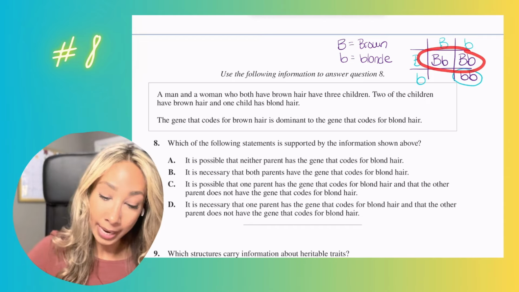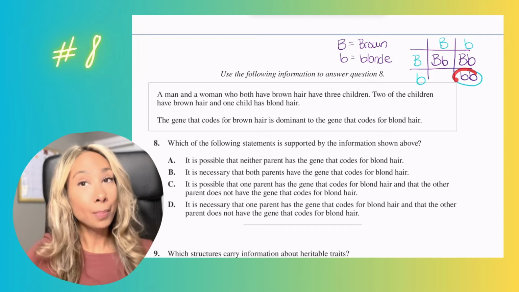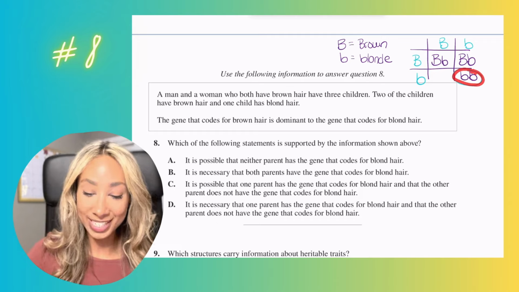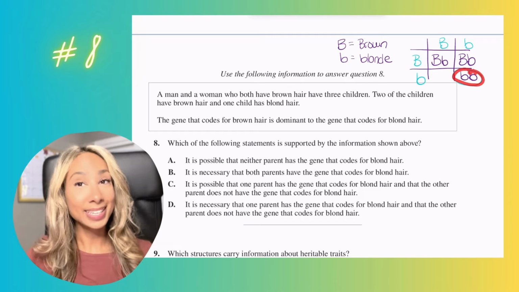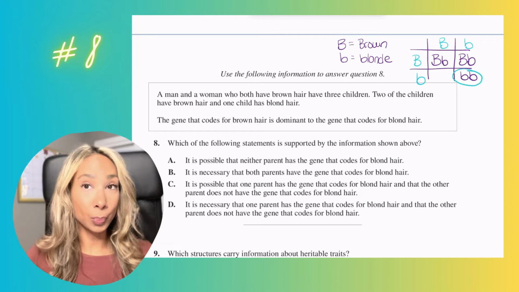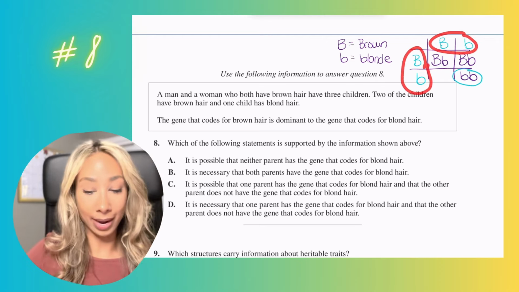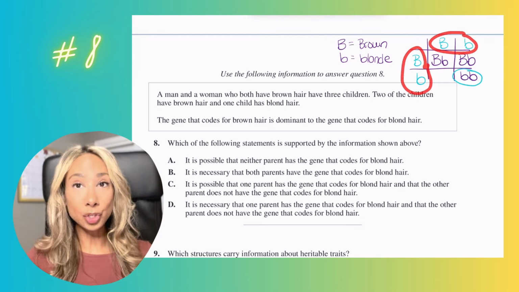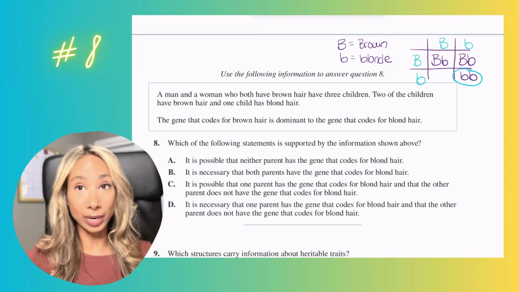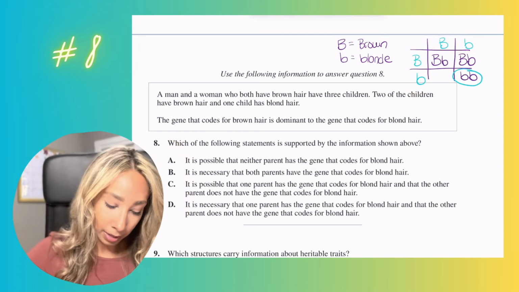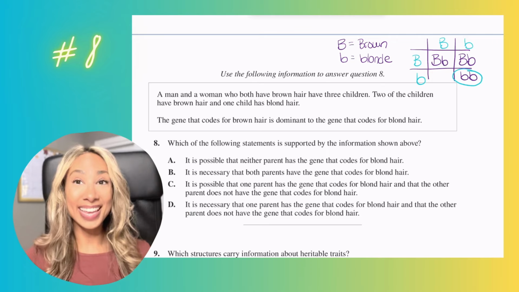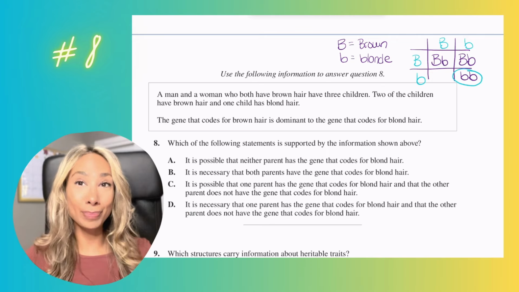Now, keep in mind, I didn't do a super great job on the Punnett square, but that's because the goal of this question is to figure out what the parents are, given that they have a child that's blonde and they're both brown hairs. So this means that the parents have to be heterozygous. That means they carry the gene for blonde hair, even though they don't express it. So we need to find an option here that shows they carry the gene for blonde hair.